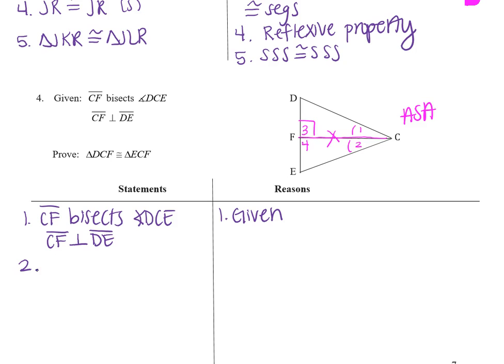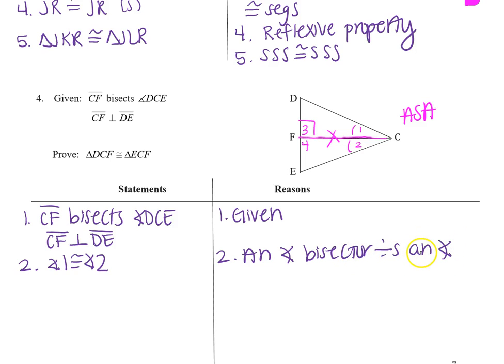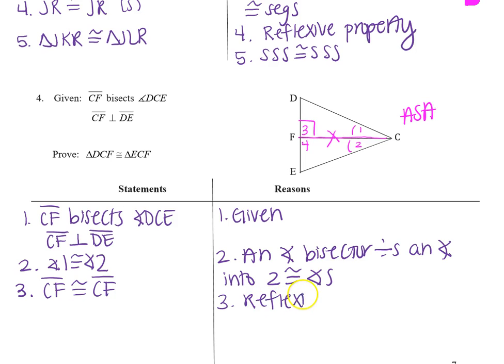Okay, so let's talk about the angle bisector first. I know angle 1 is congruent to angle 2. And that's because an angle bisector divides an angle into two congruent angles. Next, I'll talk about CF being congruent to itself. Right, that's the shared side in here. And that's the reflexive property.